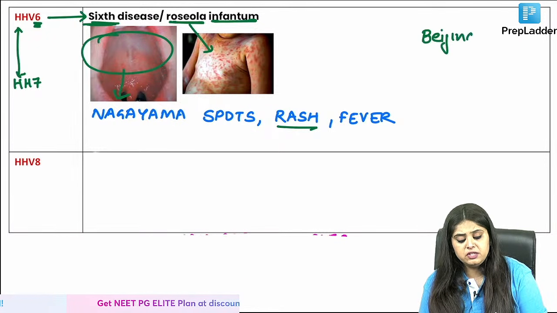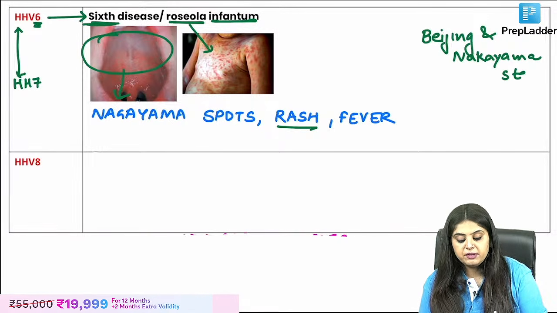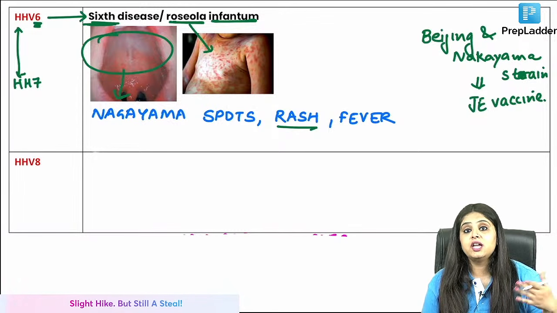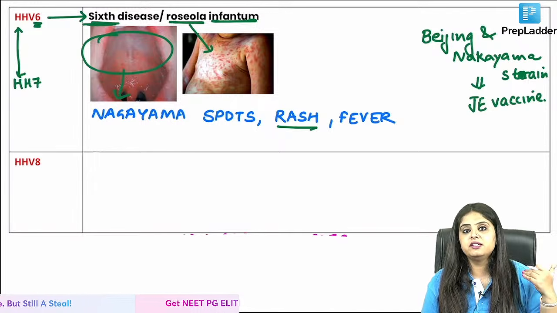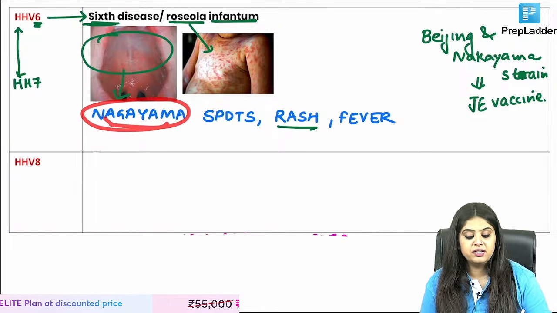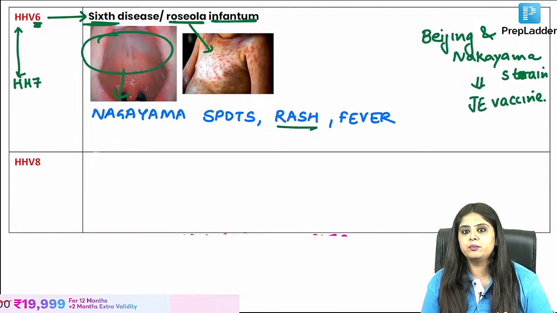This is not the Beijing and Nakayama strain. Totally different, but yet so similar. Beijing and Nakayama strain are very, very Japanese names. So those are the strains which are used for the vaccine for Japanese encephalitis. Japanese name, Japanese encephalitis vaccine. Now I come down to Nagayama spots, which are seen in sixth disease. And obviously it's an infection, so fever, common sense.